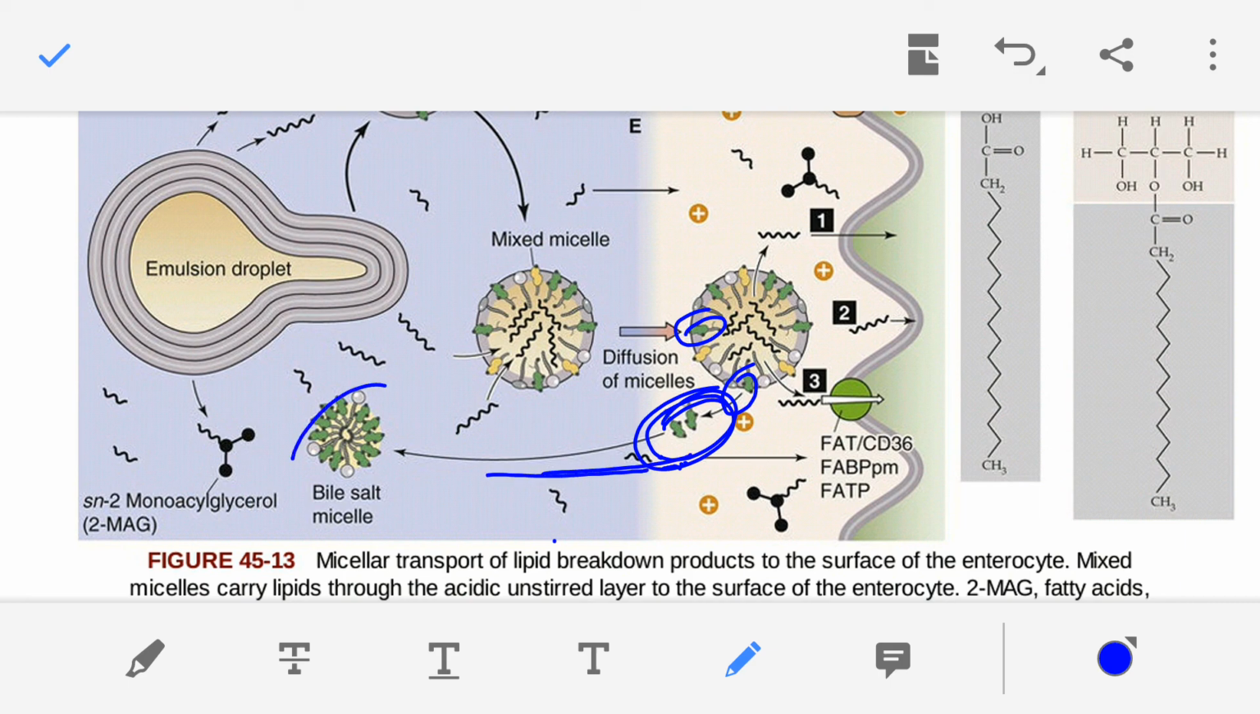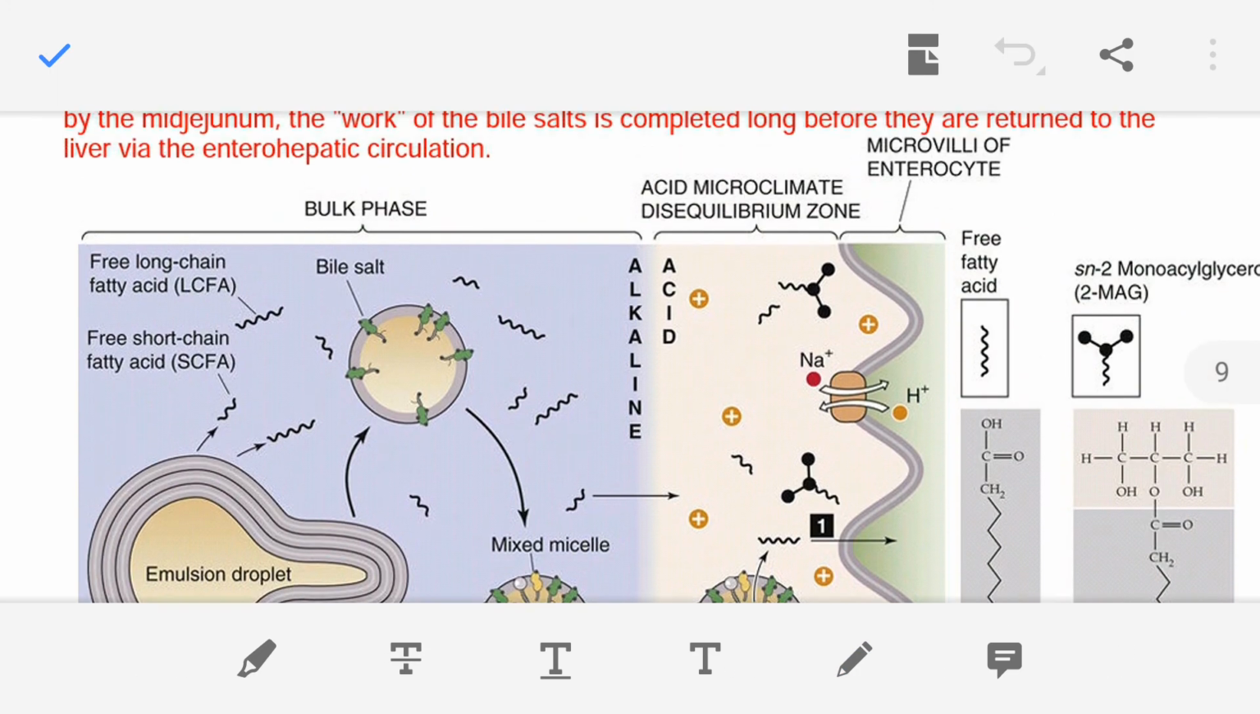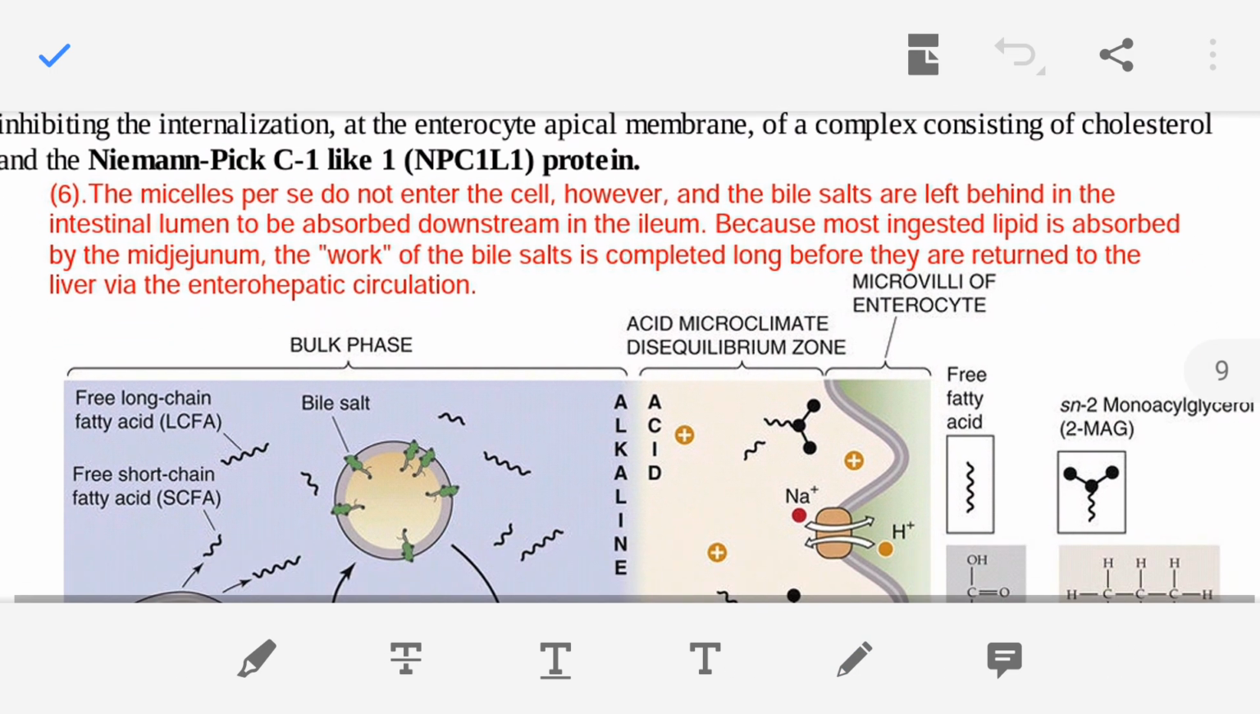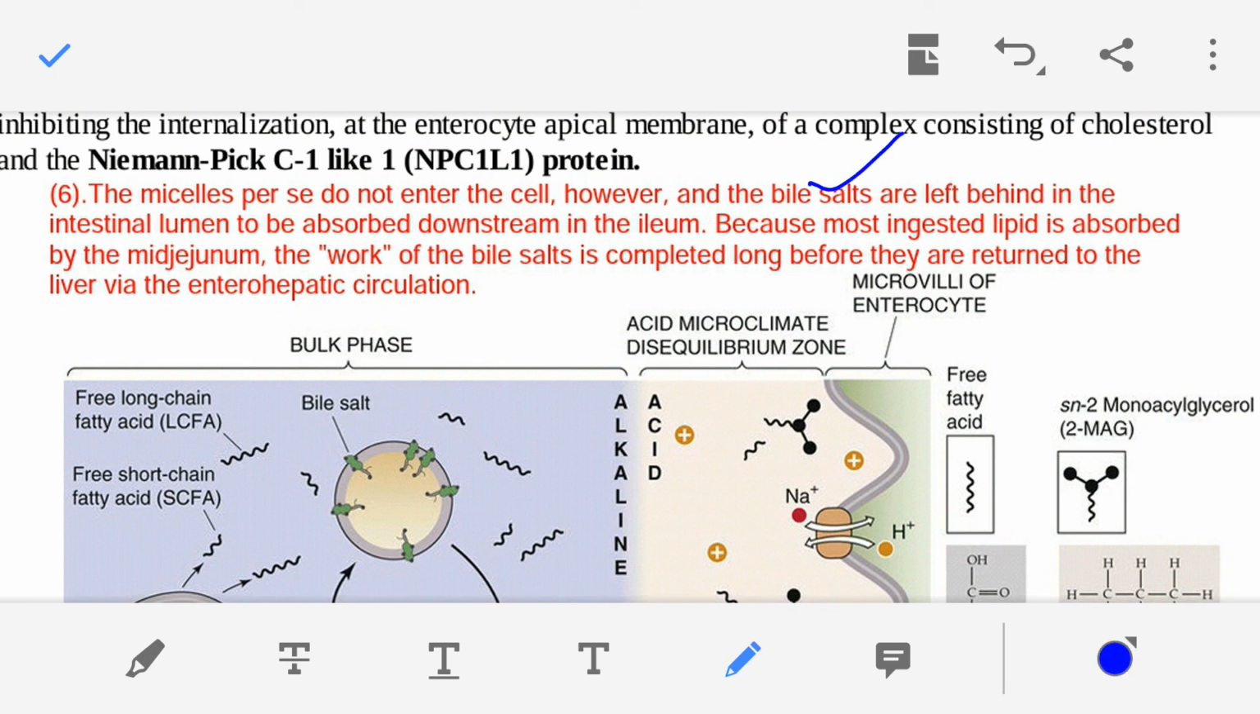So bile salts are forming the bile salt micelle. And what happened to this micelle? Now the bile salts are left behind in the intestinal lumen, and then they are absorbed downstream in the ileum. So in the ileum the bile salts are absorbed.